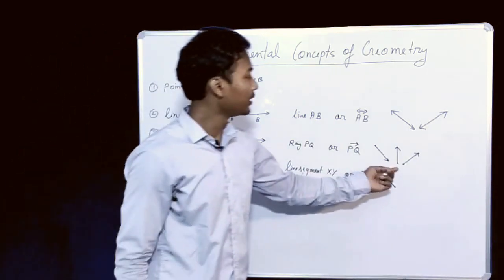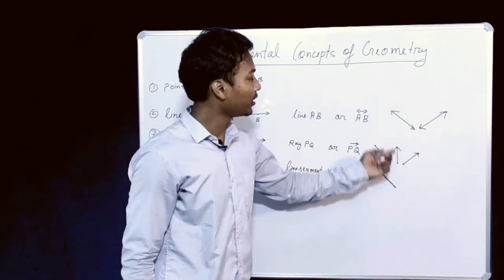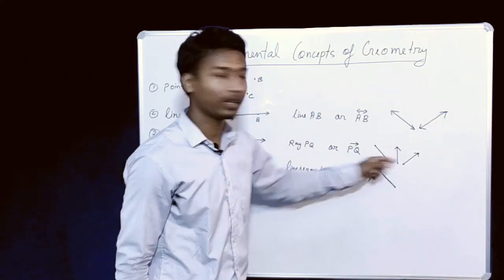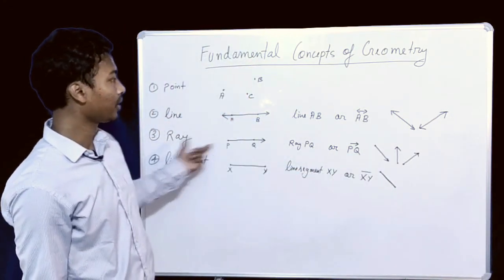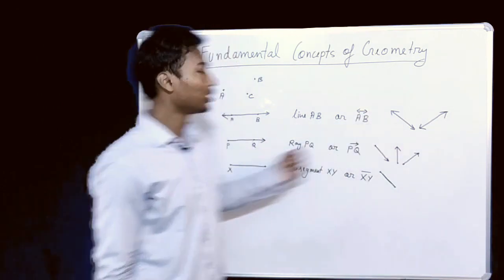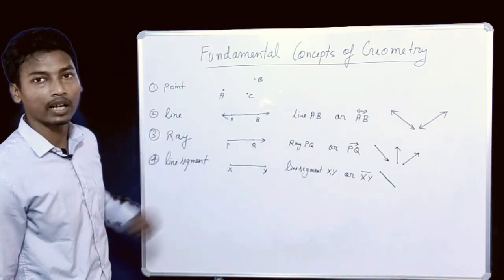And when you see that there is only one starting point and an arrow on the other side, it is called a ray. And then when you have arrows on both sides, it is called a line.